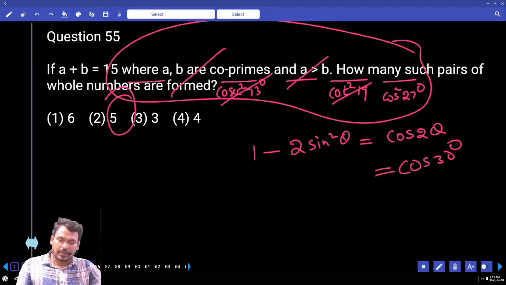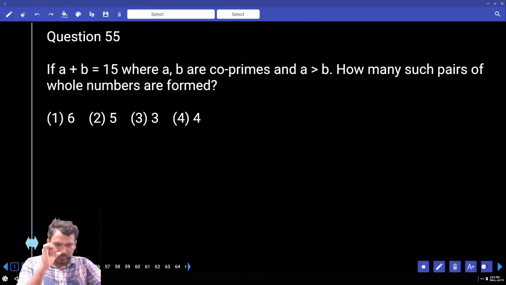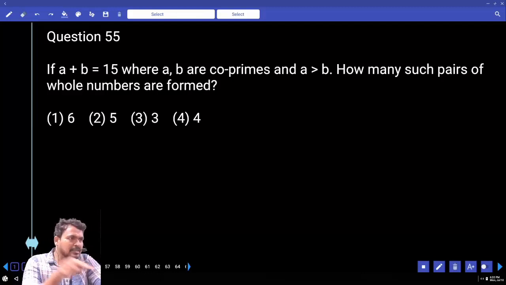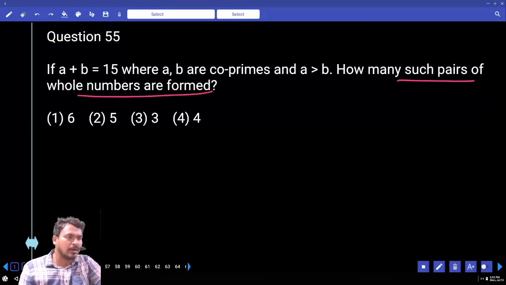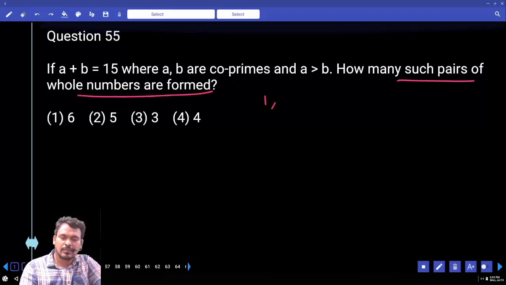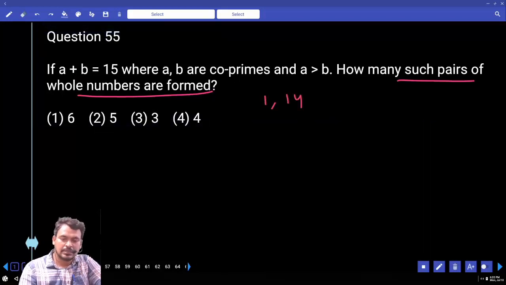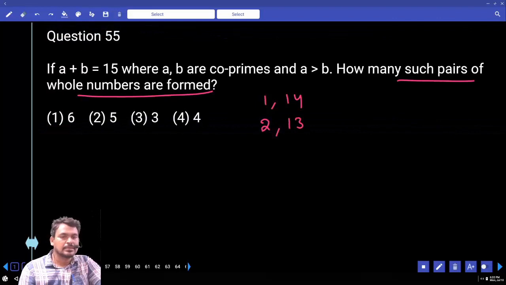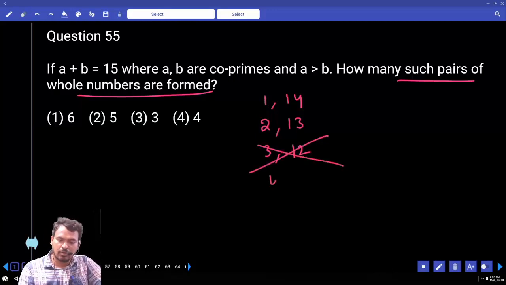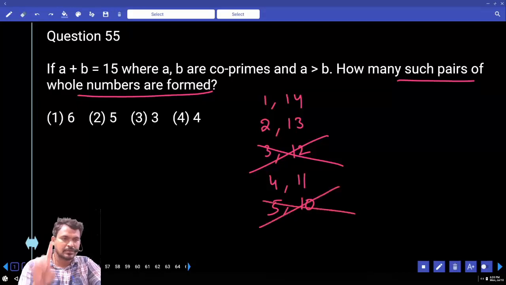Next question number 55. A plus B equal to 15 where A, B are co-primes and A is greater than B. Co-primes means what is the HCF of A, B? 1. And how many such pairs of whole numbers are formed? A plus B 15 means 1 and 14. Next 2 and 13. Next 3 and 12. But 3 and 12 have a common factor, so it is not a pair. Next 4 and 11. What is the common factor? 1. Next 5 and 10. What is the common factor? 5. But we require common factor 1.